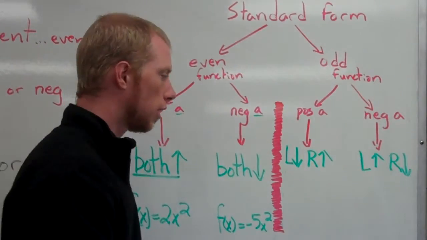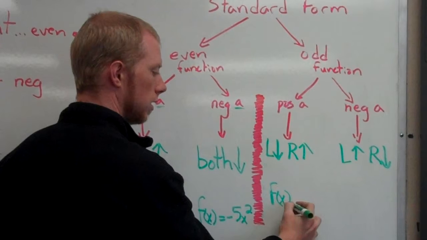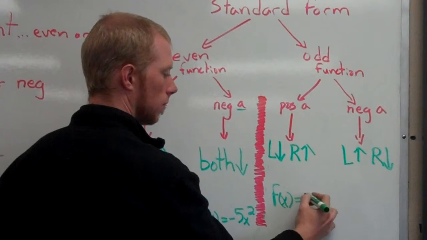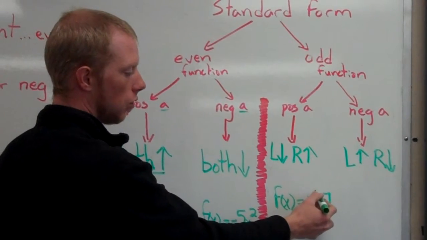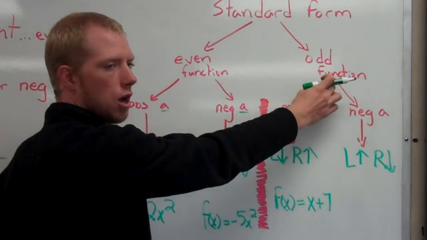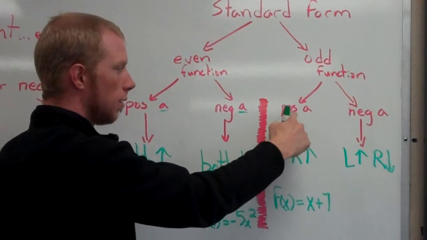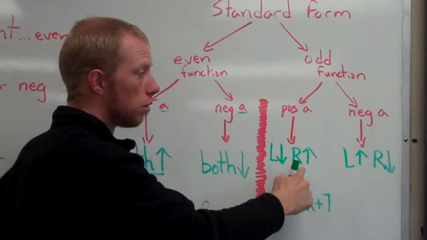Some examples of these functions might be f of x equals x plus 7. We know there's a little invisible 1 there. That makes it an odd function. We know there's a lead coefficient of 1. That makes it a positive number. Therefore, left down, right up.